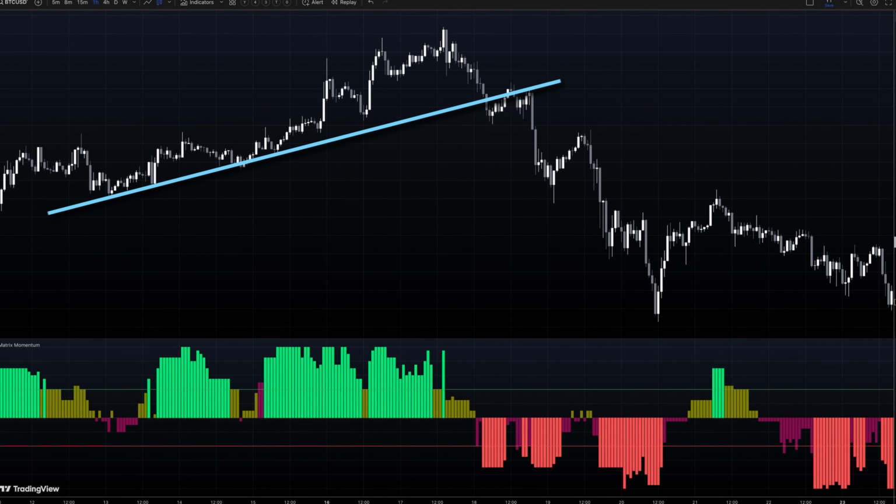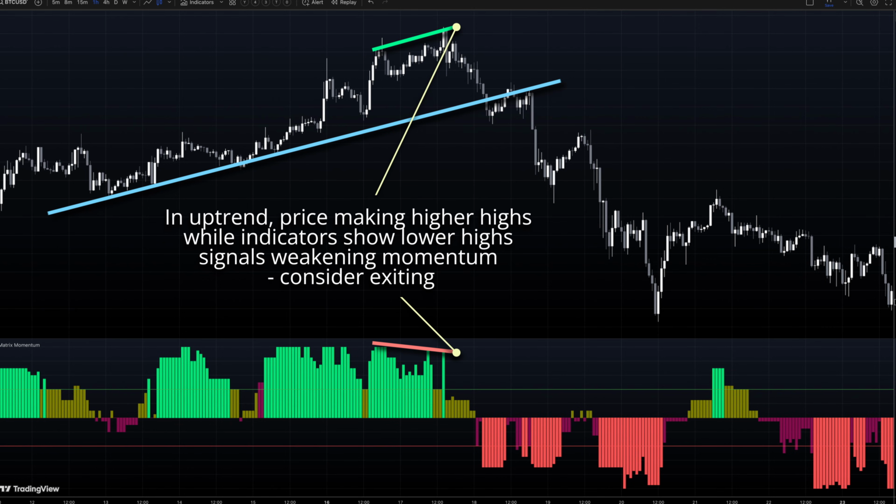Divergence trading: watch for momentum divergence with price action. Consider exits when momentum weakens while price makes new extremes.